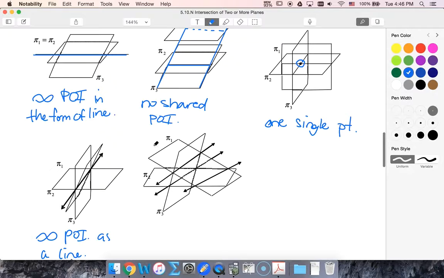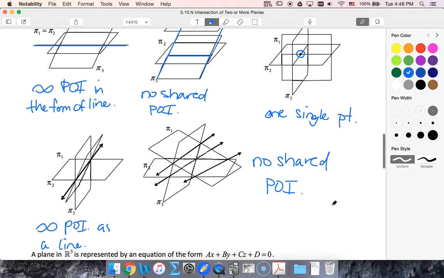The third scenario is where all 3 planes intersect only one other plane. So if I imagine this, it's like there's a triangular hole in the middle of these 3 planes. So plane 1 and plane 2 intersect in a line, plane 1 and plane 3 intersect in a different line, plane 2 and plane 3 intersect in yet another line. So again, we have no shared points of intersection. So geometrically, these are the 8 different situations that could happen.